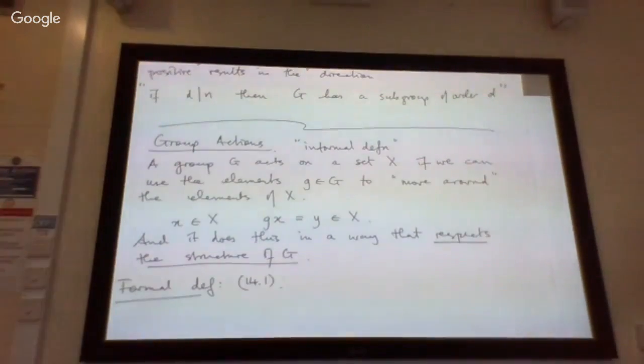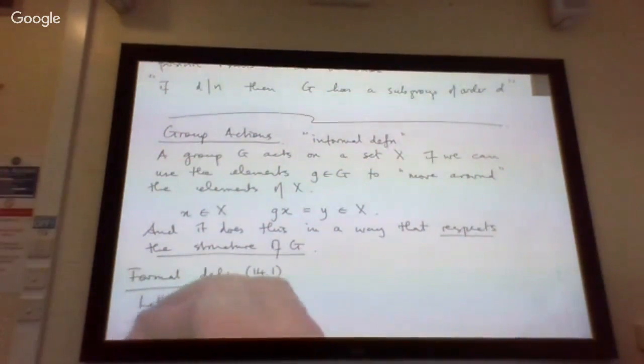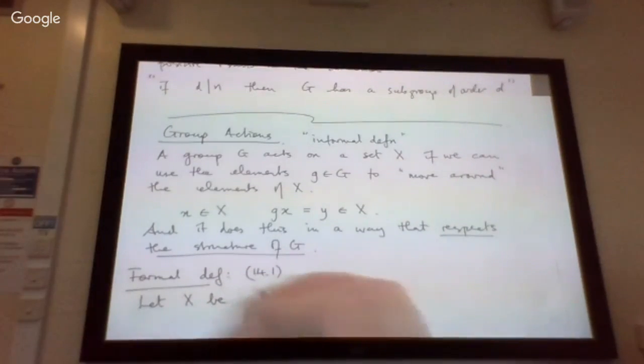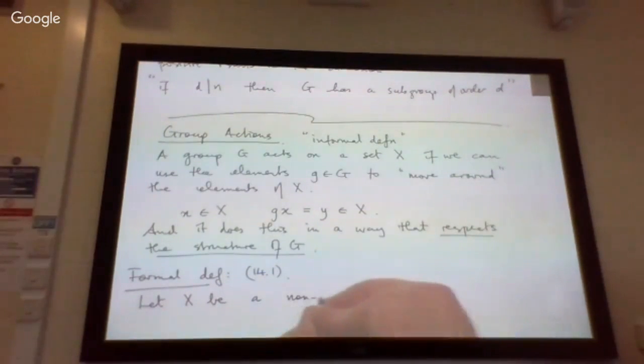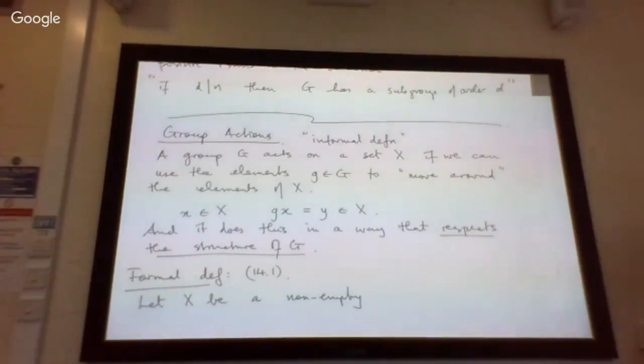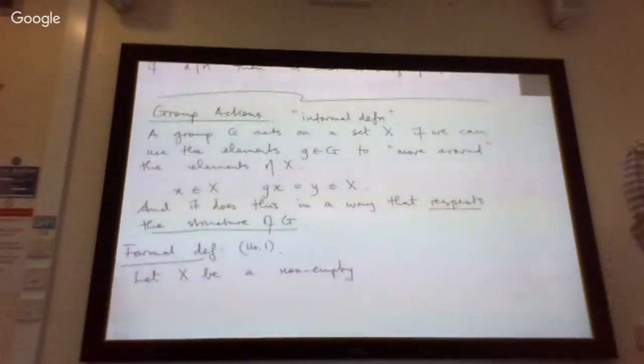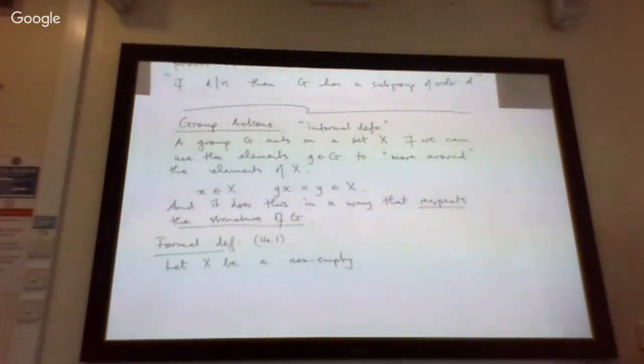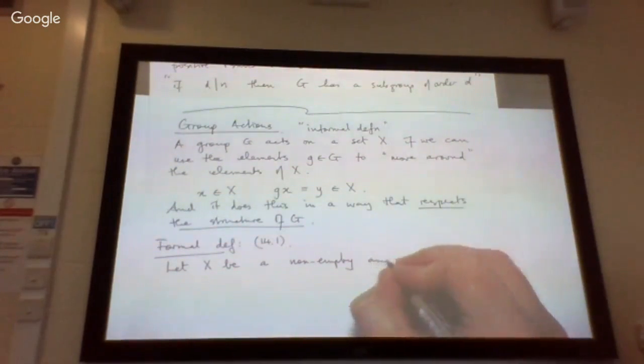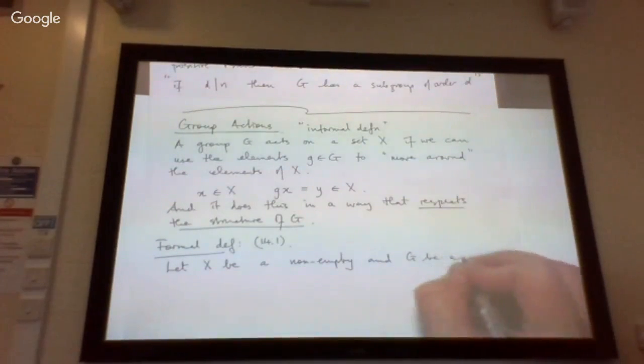Okay. So, and we do this through the language of functions. So let X be a non-empty set. I mean, you might allow a group to act on the empty set, but there wouldn't be much interest in going on because there's nothing in the empty set. So we'll assume the set X is non-empty. Let X be non-empty and G be a group.